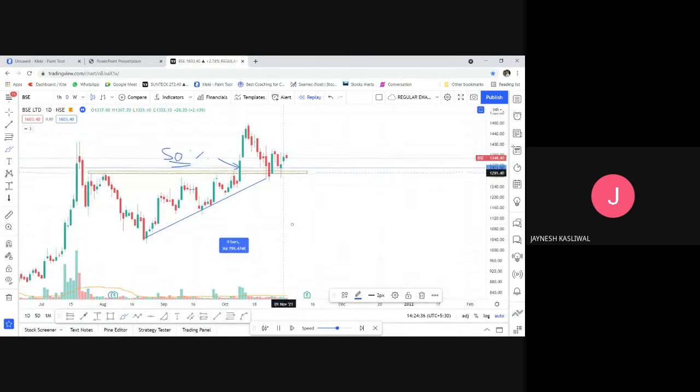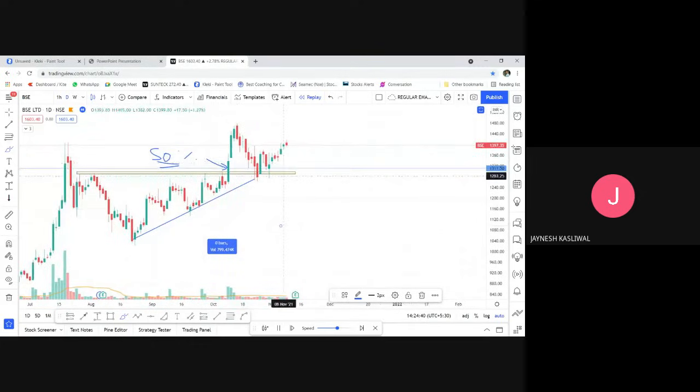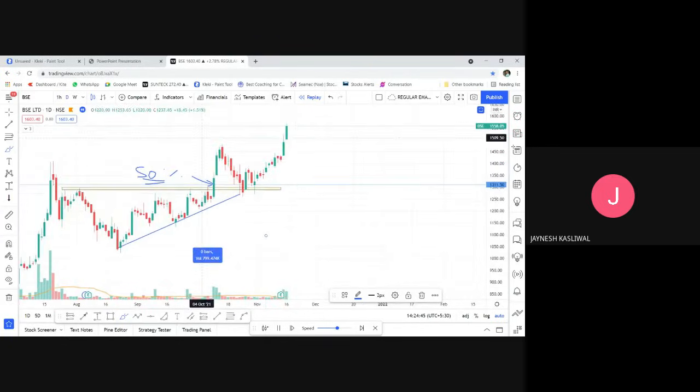See, there is again a retest that is happening, but the stock is taking support on the previous area, right? Can you see this? The stock is taking support on the previous resistance area.